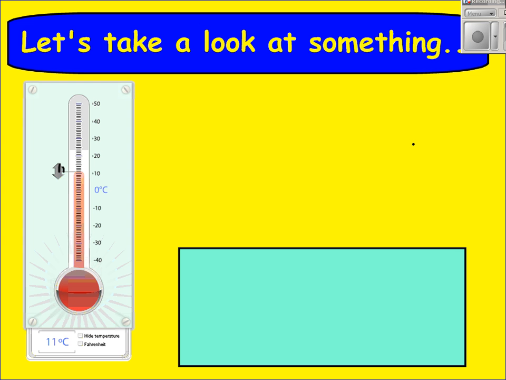So in essence, we can come up with something that looks like this. Heat, represented by Q, is equal to a change in temperature. The higher the temperature, the more heat. But there's something else going on here as well. Let's take a look at a more specific example.